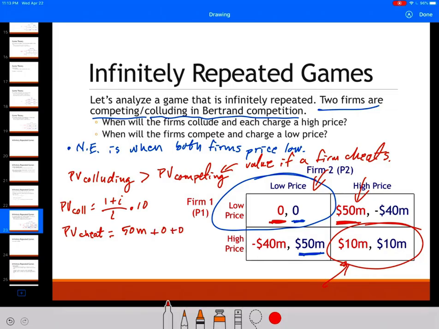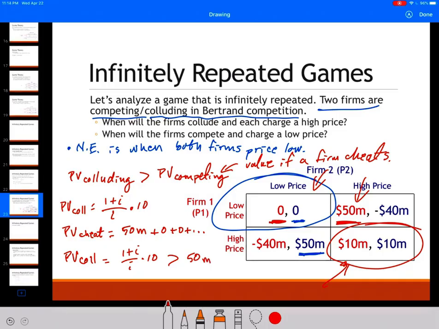Plus 0, plus on and on and on, right? Because you go back to basically competing, okay? So what we have to answer is, when is it the case where the present value of colluding, which is (1+i)/i times 10, is greater than the 50 million? Because you only get 50 million if you cheat once, and then you go back to competing, okay?